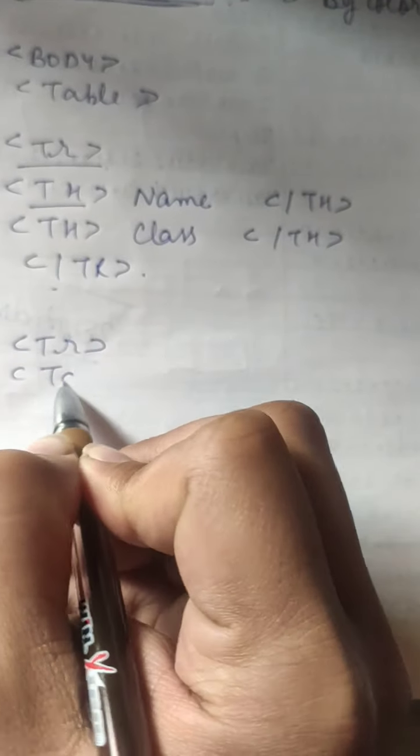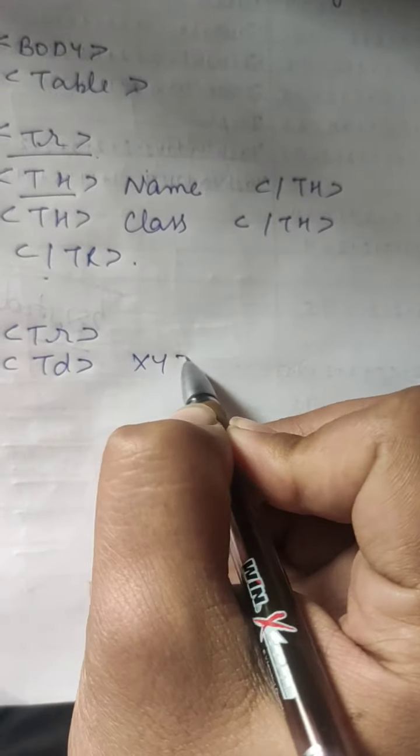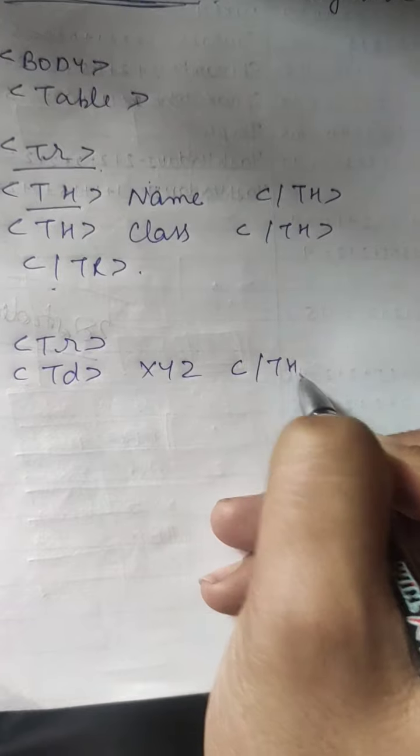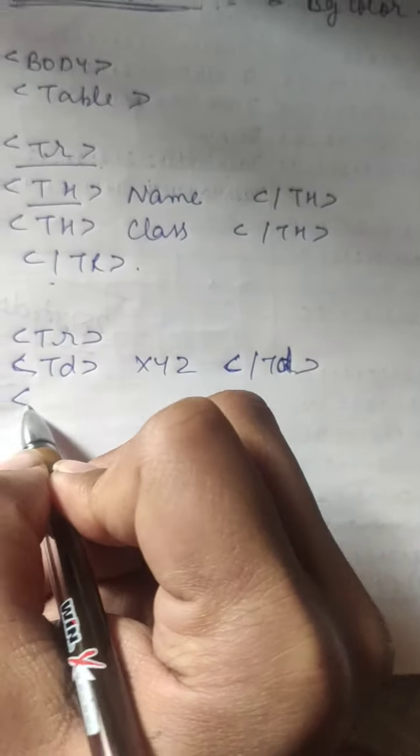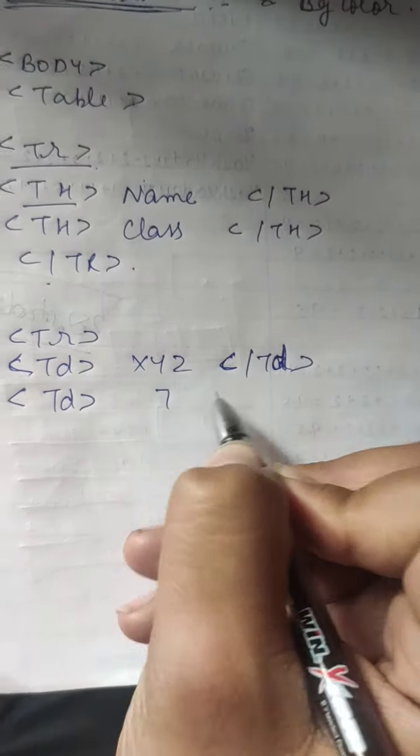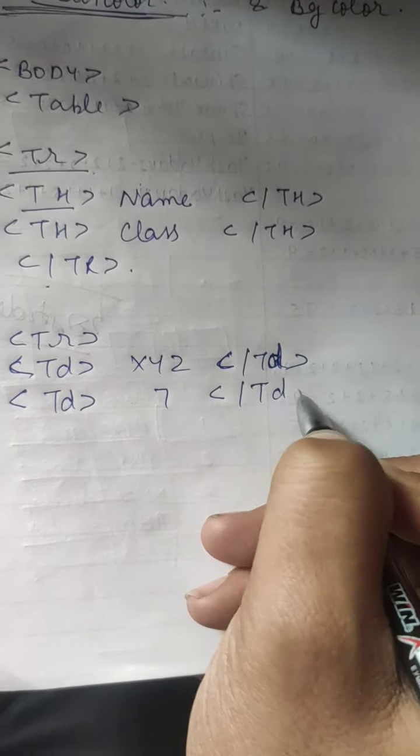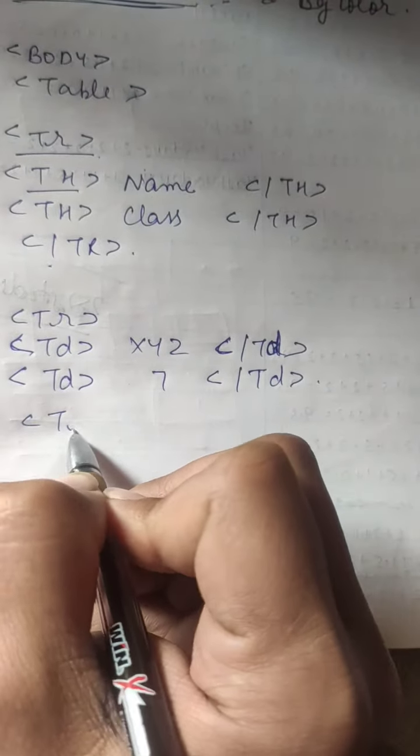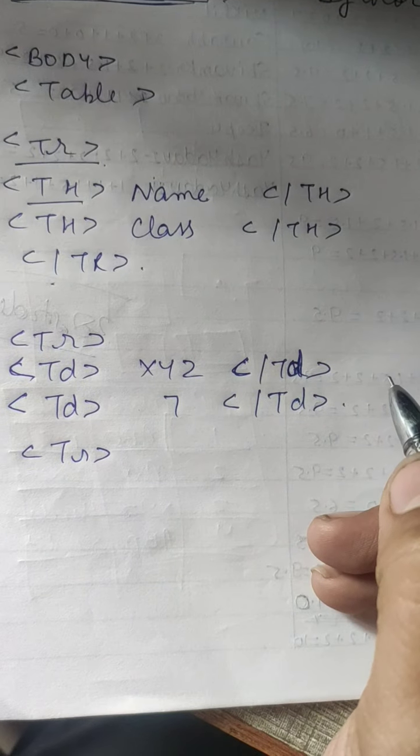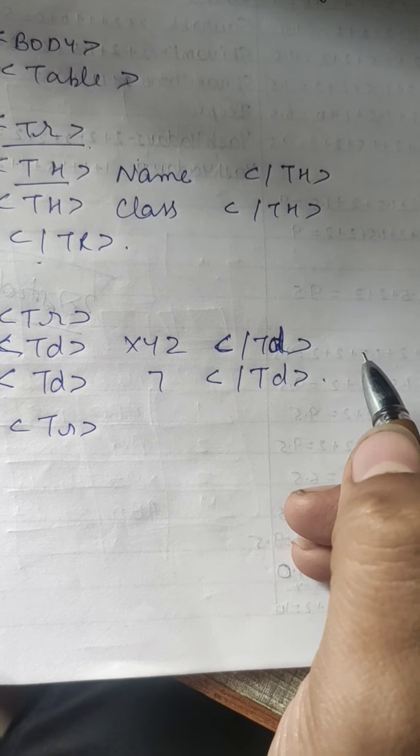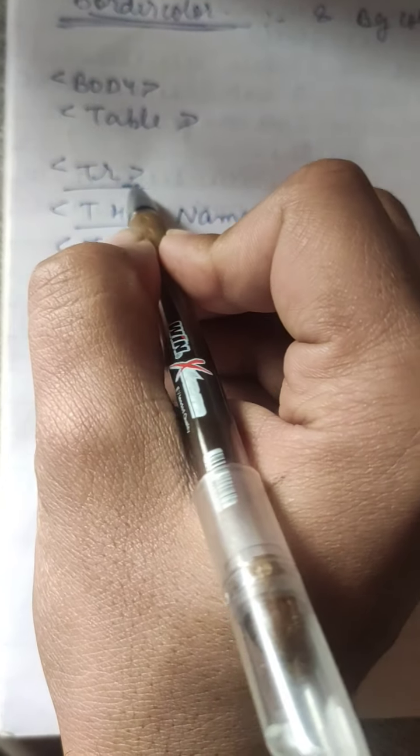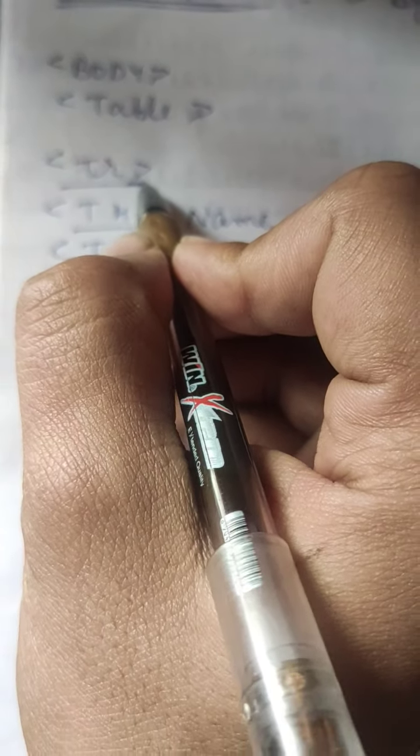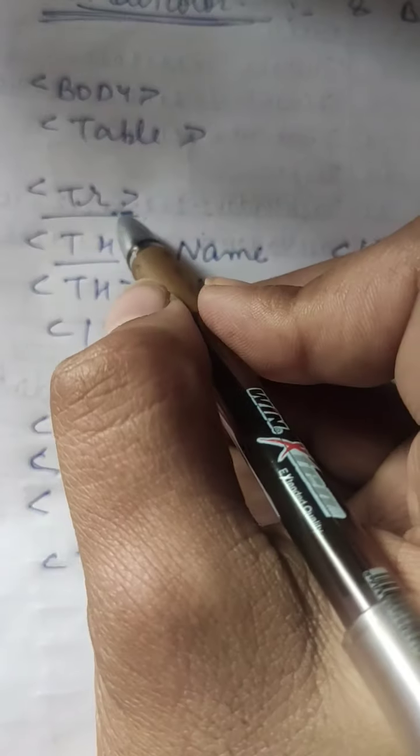So let's start with our td. Suppose xyz is any name, th will be closed, td will be closed. Then again td will be open, and then td is closed and now tr is closed. If you want to put the border color, you can put it here in the td section also.